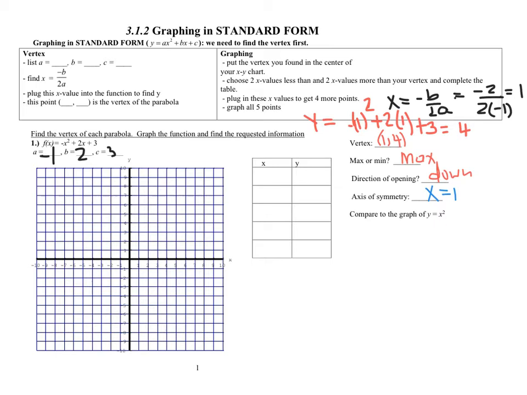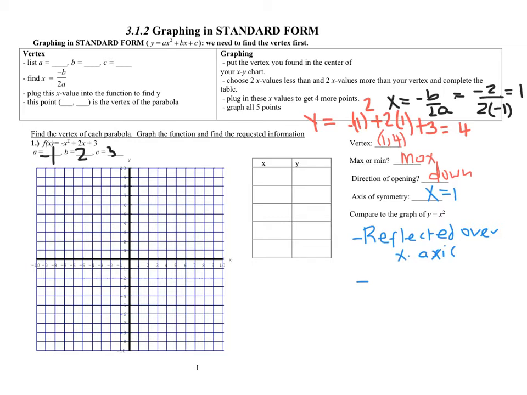Compare to the graph of x squared, the parent function. I know this is going to be facing down. It's going to be reflected over the x-axis. So I know I see a reflection. And what else do I know? The other information, I'll wait and see what else I'll be able to find out once I graph it.